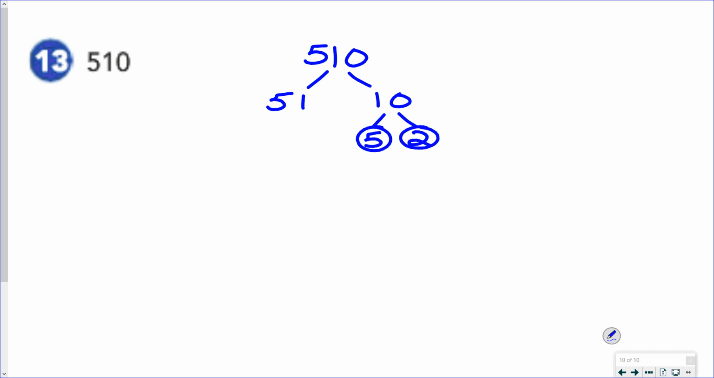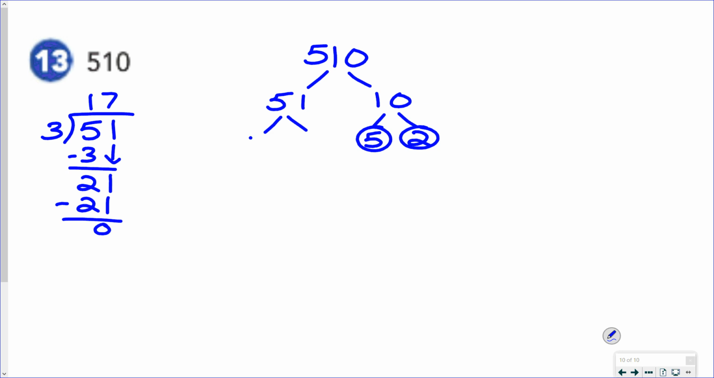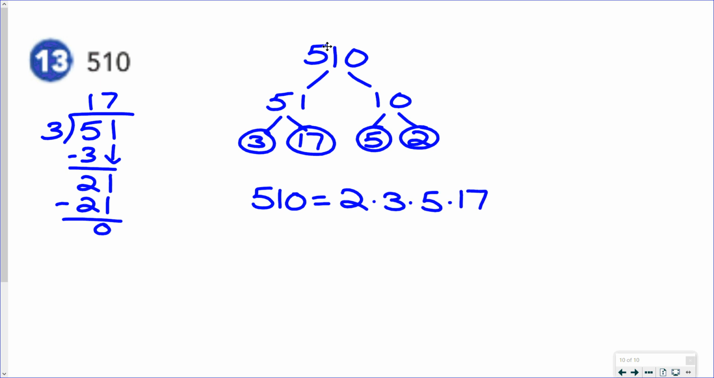And finally, 510. Well, 510 ends in a 0, so I will use the factor tree again because I know I can take 51 times 10. I know that 10 is 5 times 2, and I know that 51 is not a prime number. Well, I know 2 is not a factor of 51 because 51 is an odd number. So let's try 3. Let's see if 3 works. I have a strong feeling it does, but we'll try it anyway. 3 times 1 is 3. 5 minus 3 is 2. Bring down the 1. And 3 does go into 21 7 times. So it's 3 and 17. And 17 is a prime number. So my multiplication sentence for 510: 2 times 3 times 5 times 17.